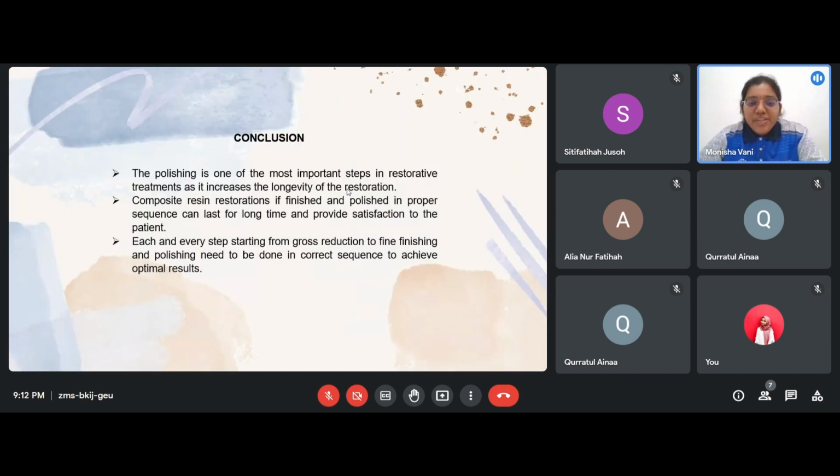From the polishing, I conclude that polishing is one of the most important steps in the reflective treatment as it increases the length of the reflection. And the composite is irrelevant in designing and polishing the proper frequency and the loss of the time and approaching safety. And each and every step, starting from gross grinding to the fine, and finally the polishing, needs to be done in the correct sequence.